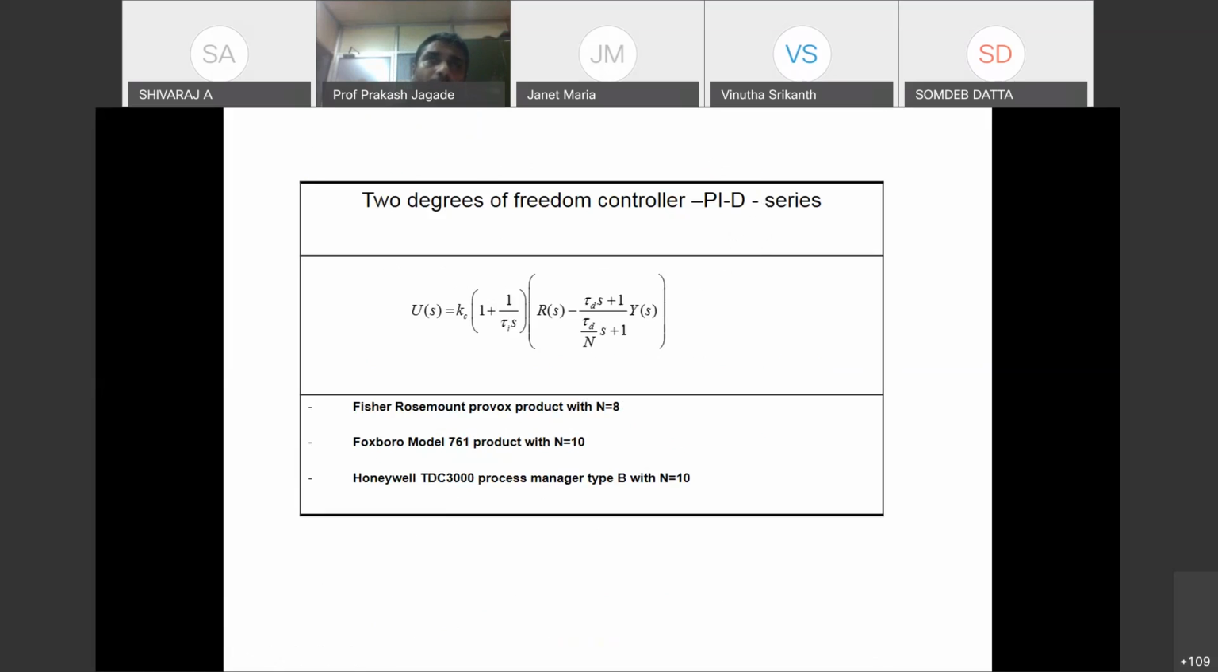And depending upon the application, the user can select either a 1 degree of freedom PID controller structure or a 2 degrees of freedom PID controller structure, and they have to configure the parameters associated with the block optimally, and thereby they can achieve satisfactory servo as well as regulatory performances.